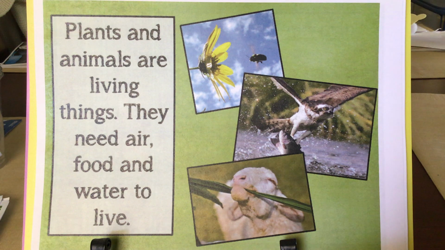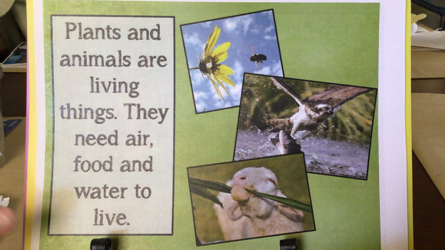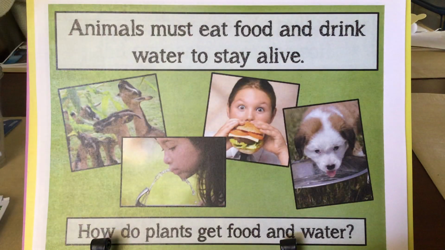Plants and animals are living things. They need air, they need food and water to live. So we have the little lamb eating, we have a hawk grabbing a fish to eat, and we have a bee going to go get some nectar for its food and to make honey. Animals must eat food and drink water to stay alive. Well, how do plants get food and water, you may ask?